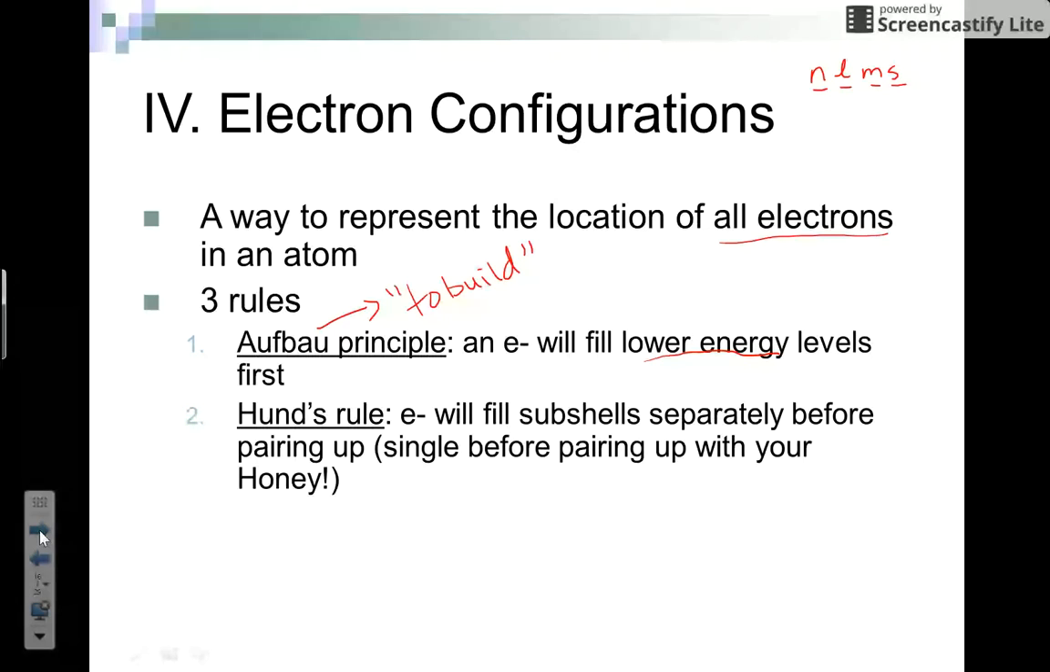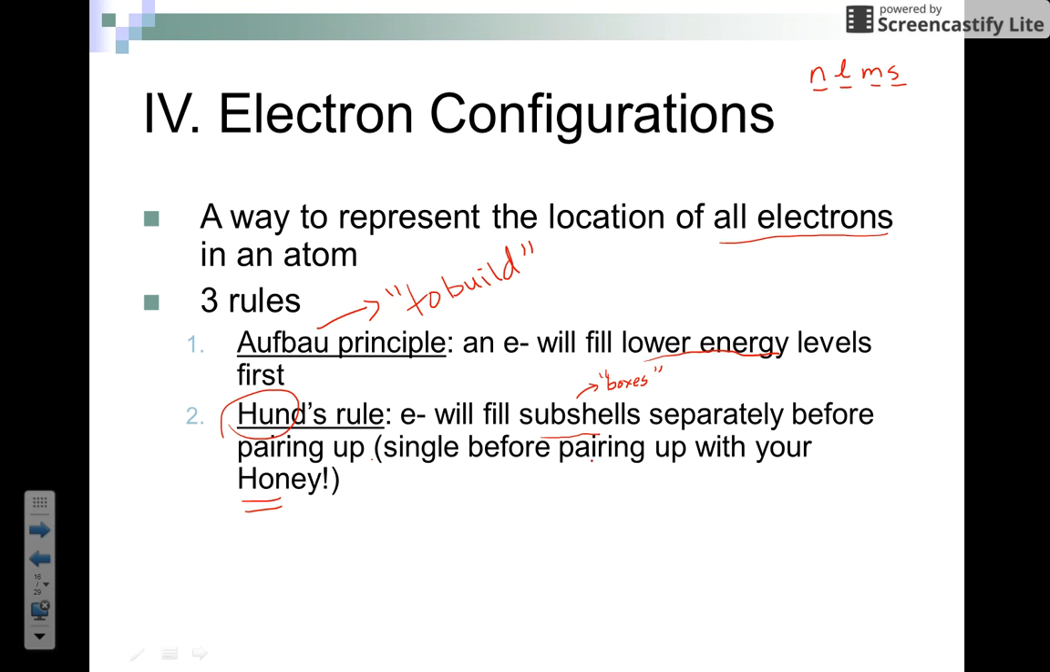And this is the rule that tells us the electrons will fill their subshells. The subshells are the boxes we drew, the orbital notation. These are the boxes that we drew when we did quantum number M. They fill their subshells separately before they pair up. So they're going to be single before they pair up.